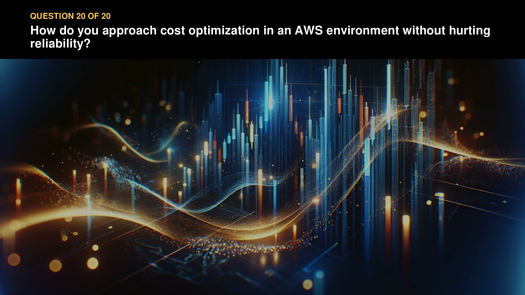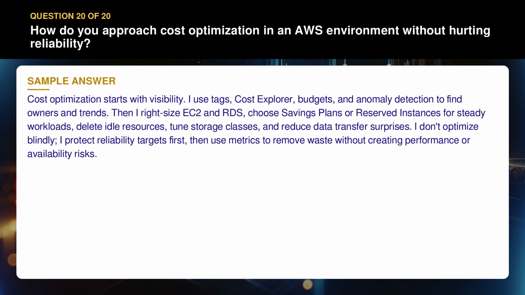Question 20. How do you approach cost optimization in an AWS environment without hurting reliability? Cost optimization starts with visibility. I use tags, Cost Explorer, budgets, and anomaly detection to find owners and trends. Then I right-size EC2 and RDS, choose savings plans or reserved instances for steady workloads, delete idle resources, tune storage classes, and reduce data transfer surprises.